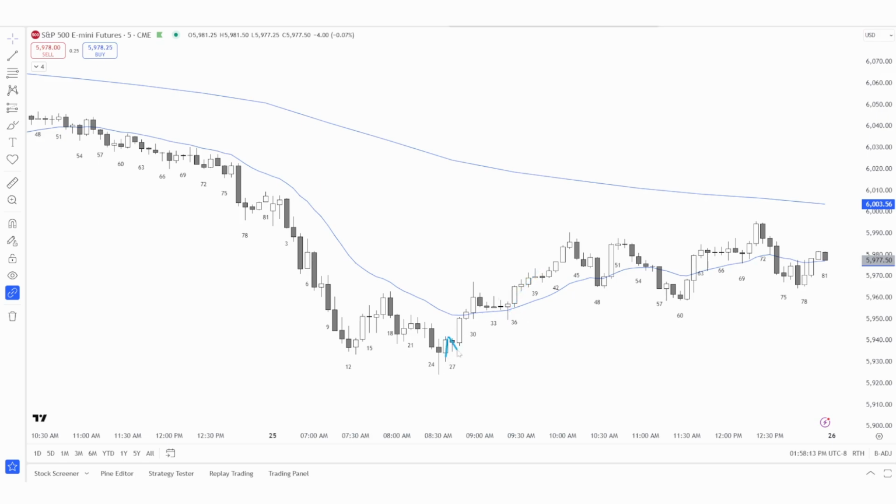Leg 1, pullback, leg 2, pullback, leg 3. Leg 1, pullback, leg 2. Leg 2 is not as strong as the first leg. It doesn't have any big bar. Well, 36 is a bar closing like 28, but 28 is bigger. But here, nonetheless, we produce a gap, 35, 36, 37.